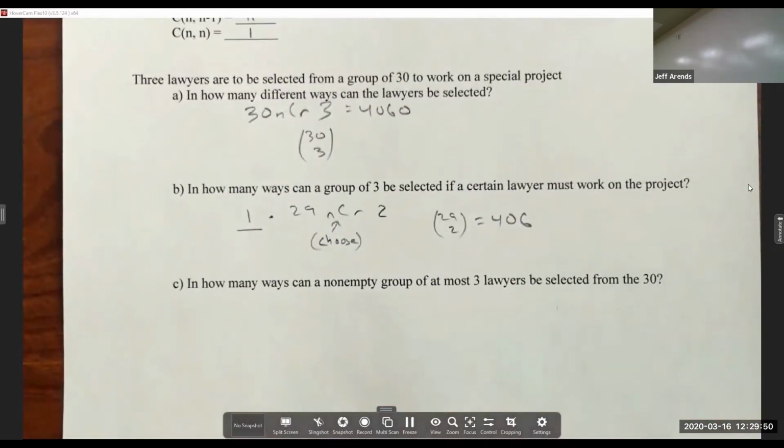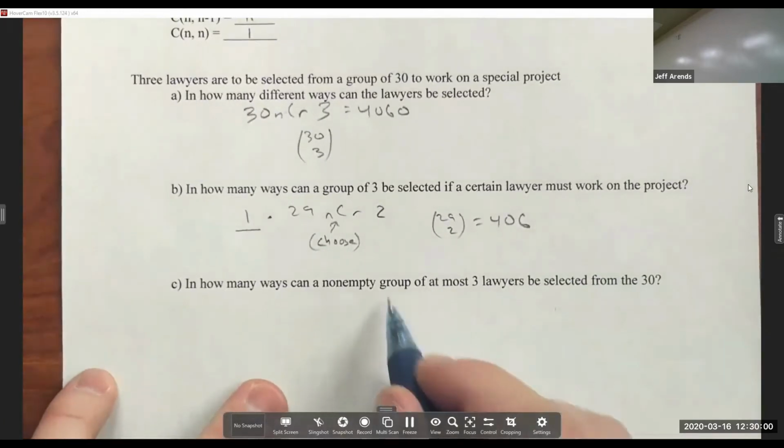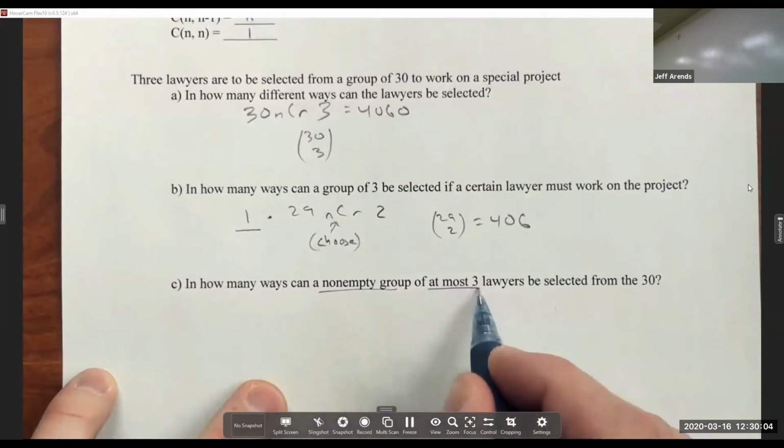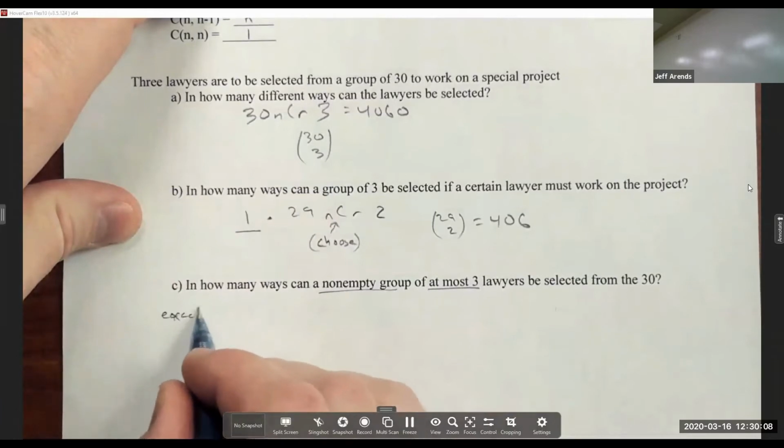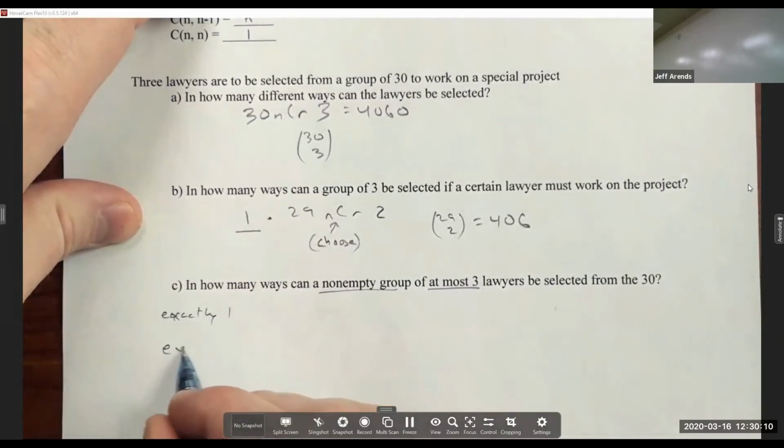And how many ways can a non-empty group of at most 3 lawyers be selected from the 30? Okay, so I'm seeing some extra stuff here. A non-empty group, so we have to have at least somebody on the group, and it has to be at most 3 lawyers. So we could have exactly 1, we could have exactly 2, or exactly 3.